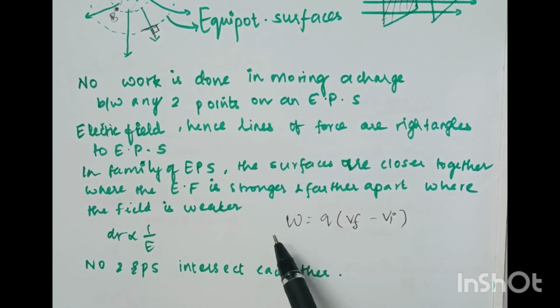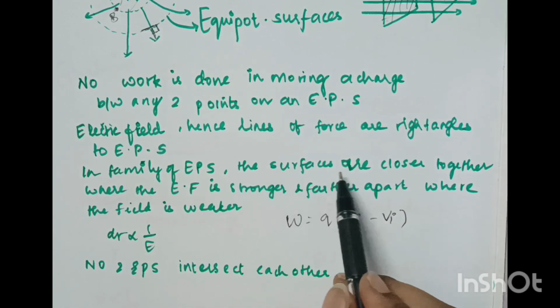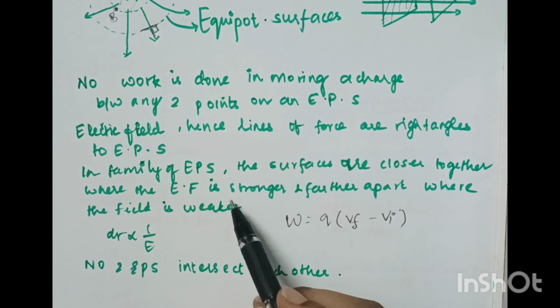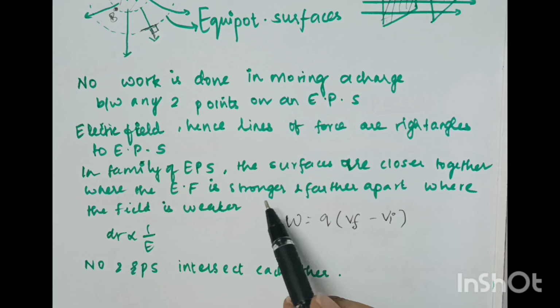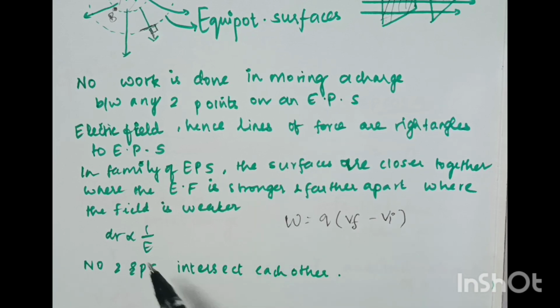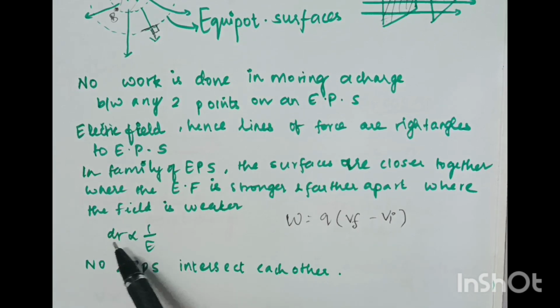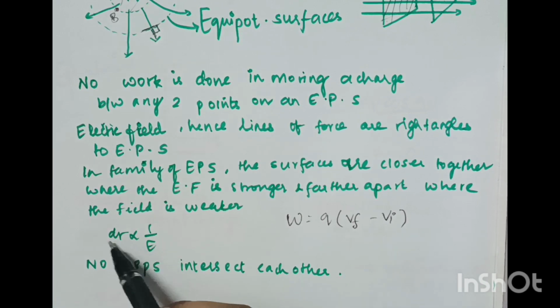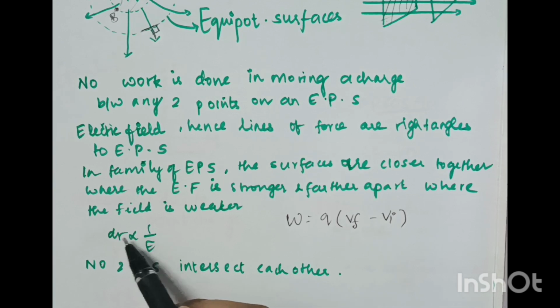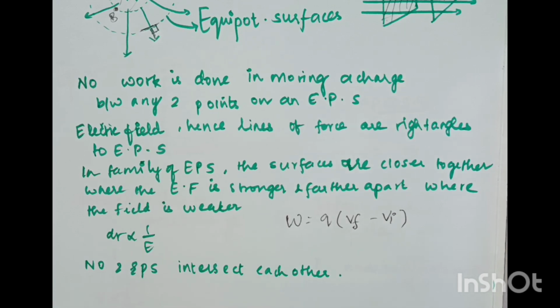So if the electric field is stronger, then we can see the surfaces are closer to each other. If the electric field is weaker, then the equipotential surfaces will be farther apart from each other. We have just shown it. We know the electric field is inversely proportional to the distance. If E is stronger, then the distance will be lesser. As they are inversely proportional, if the distance is more, then the electric field strength is less. So like that we can get it.